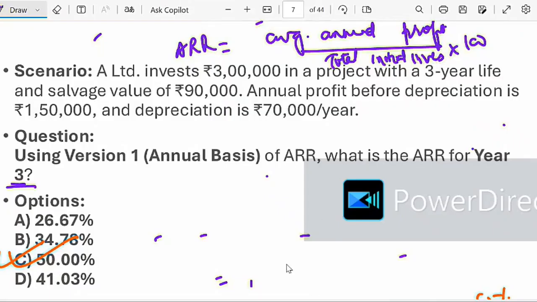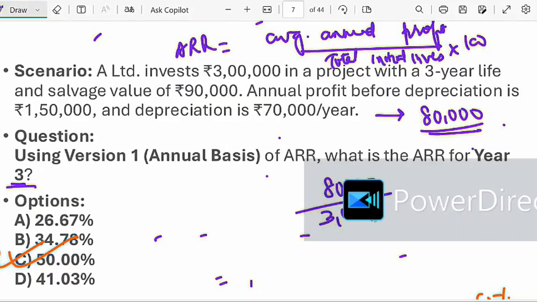So what is the average annual profit? One answer I'm getting is 34.78. Let me check whether it is correct or not. The problem tells us the annual profit after depreciation is 80,000 per year, isn't it? So the average annual profit is 80,000, right? And what is the initial investment? 3 lakh. So just write 80,000 in the numerator and 3 lakh in the denominator and multiply it by 100. How much are you getting?